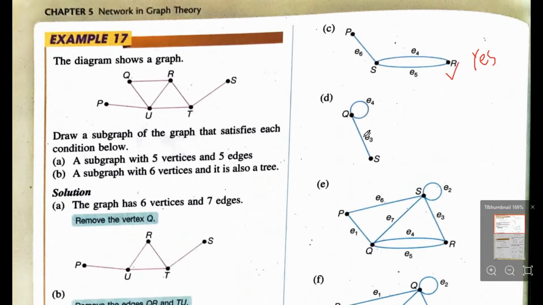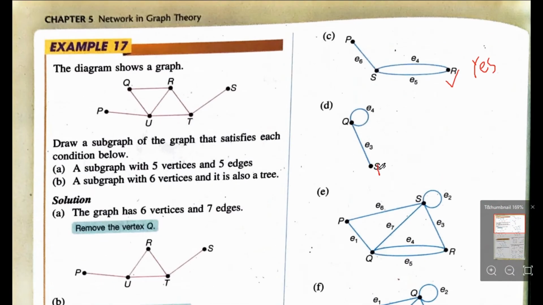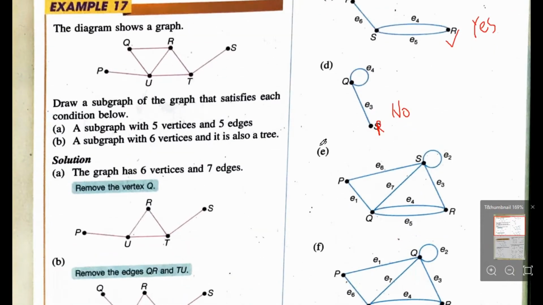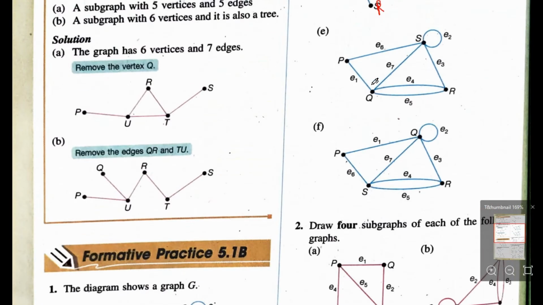For D, we have QS. Q, but this is R. Okay, this is supposed to be R, not S. So no, this is not the subgraph for graph G. E, okay, PQRS. P, okay, this is PQRS, that is clockwise. But here this is anti-clockwise. Okay, so no, this is not the subgraph for graph G.